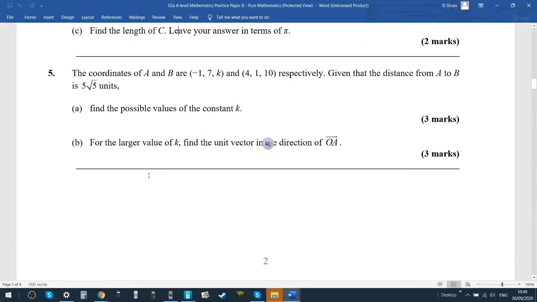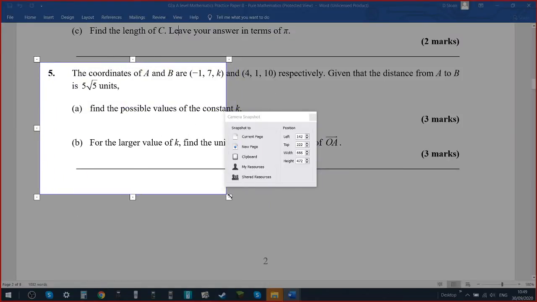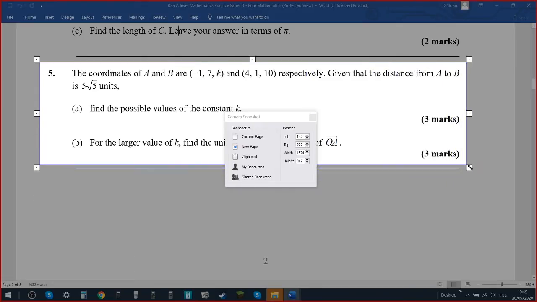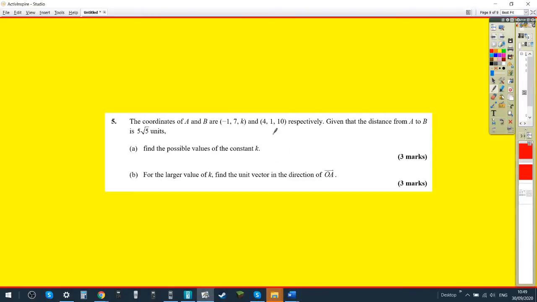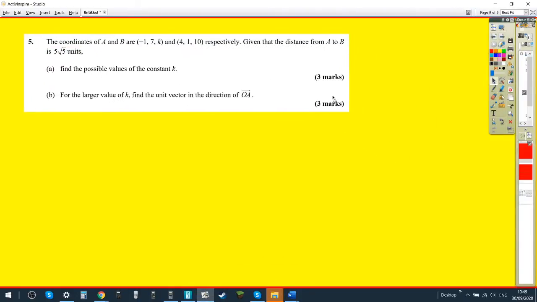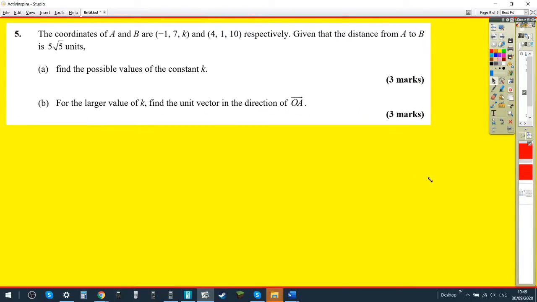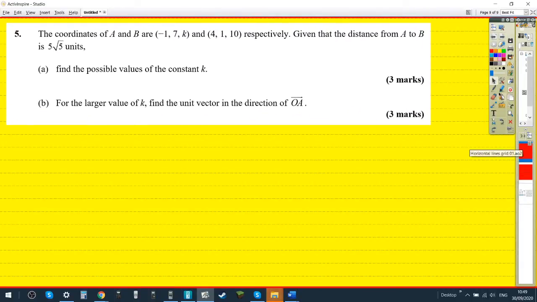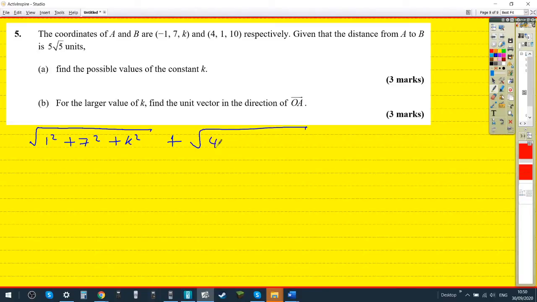The coordinates of AB. Okay, how about this? I think what I need to do here is square root of -1 squared plus 7 squared plus k squared, plus square root of 4 squared plus 1 squared plus 10 squared, equals 5 root 5. Find the possible values of the constant k.